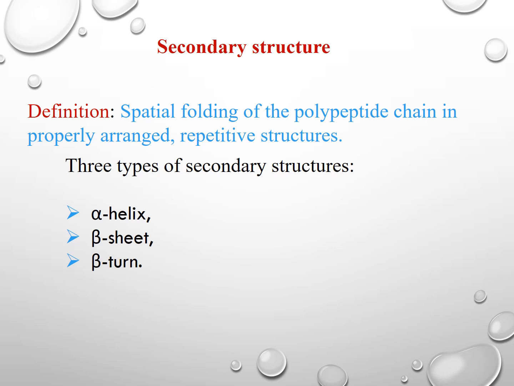There are three types of secondary structure of proteins: alpha helix, beta sheets, and beta turns. The most common types of secondary structure are the alpha helix and beta pleated sheets. Both structures are held in shape by hydrogen bonds. We have read that the primary structure contains the peptide bond, while the secondary structures contain the hydrogen bond.